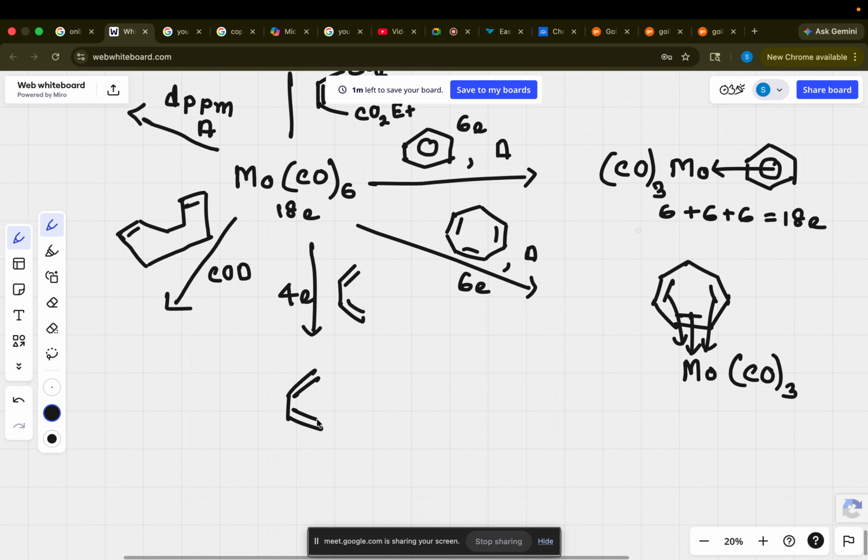Here you have molybdenum. This pi bond donates electrons, this pi bond donates electrons. So 4 electrons from here, 6 electrons from your molybdenum center. So how many carbonyls are left? 4 plus 6 is 10, so 8 electrons needed. So how many carbonyls? CO whole 4, 4. Okay, not one carbonyl.